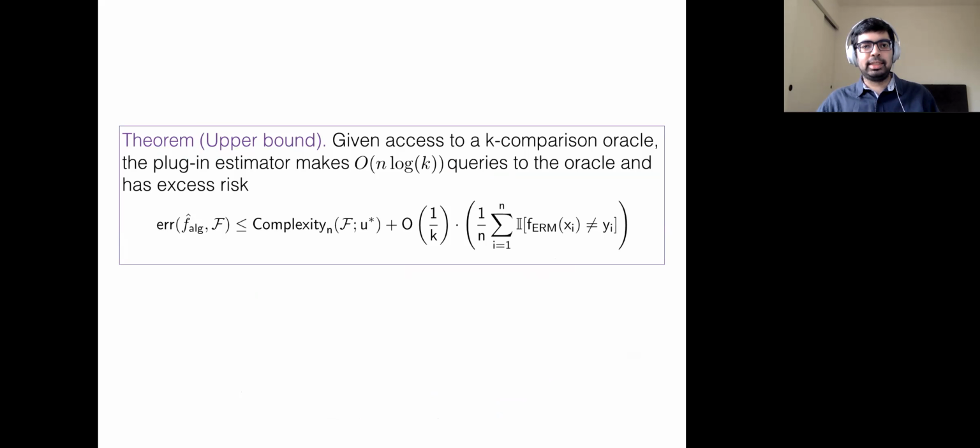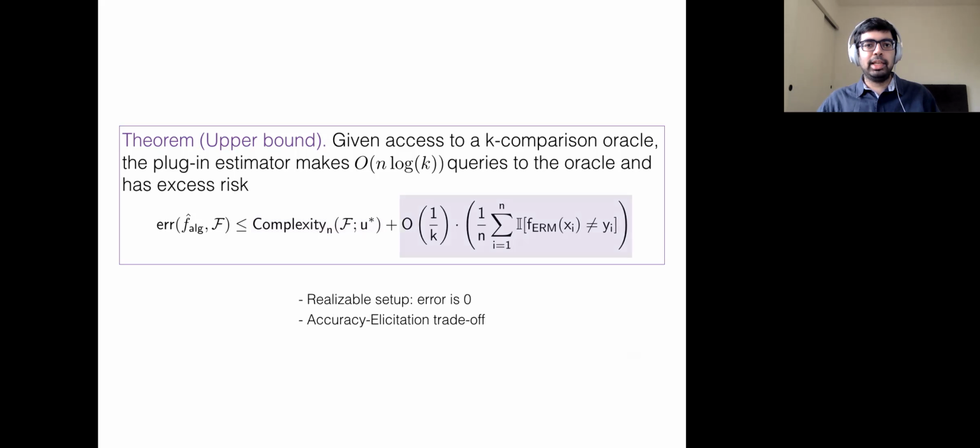In particular, it says that the plug-in estimator makes order n log k queries to the k comparison oracle and that its excess risk is upper bounded by a sum of two terms. The first term, which is a complexity term, captures the expressiveness of the function class f. This depends on how the utility u star interacts with the class f, but more importantly, it places no restrictions whatsoever on this utility function u star. More formally, this term captures the rate of uniform convergence of the class f when evaluated on the utility u star.